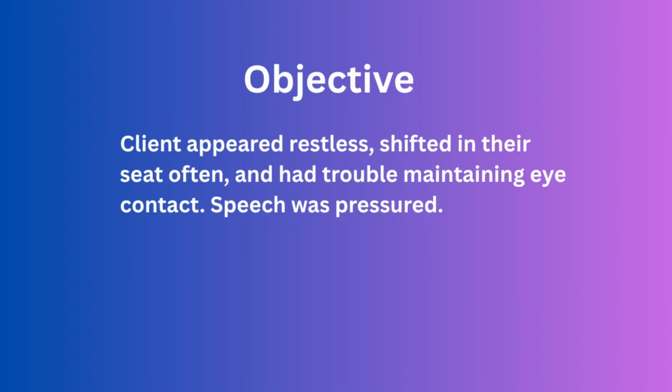O, objective. Now we move to O, objective. This is what you observe. Think behavior, appearance, affect, speech patterns. Let's say your client is anxious. Instead of guessing or labeling, describe what you see. For example, client appeared restless, shifted in their seat often, and had trouble maintaining eye contact. Speech was pressured. What we're doing here is painting a clinical picture, not writing a novel.